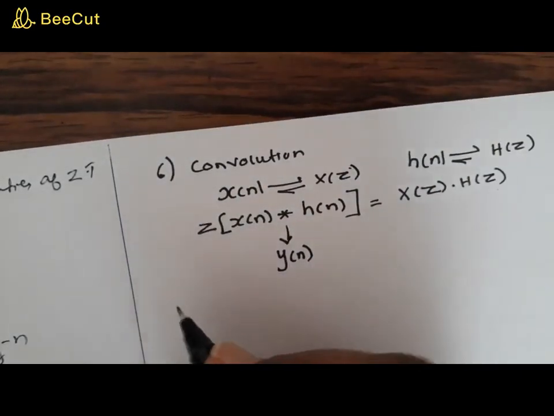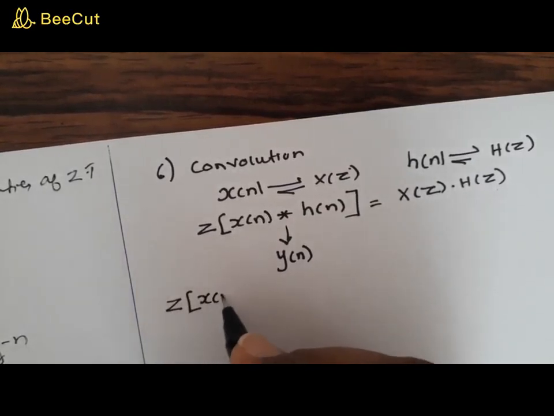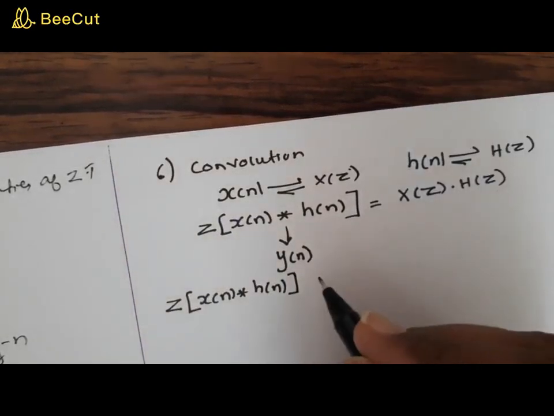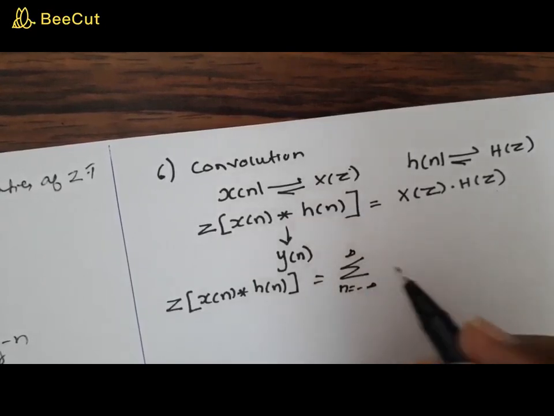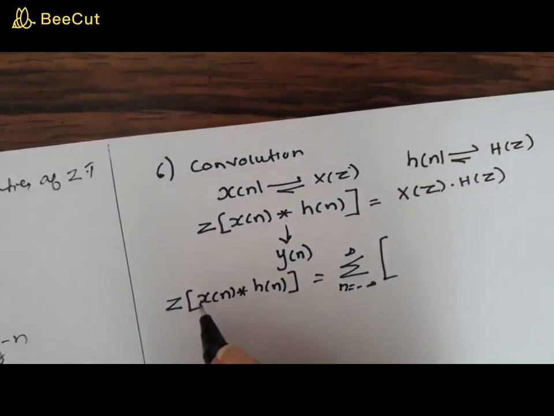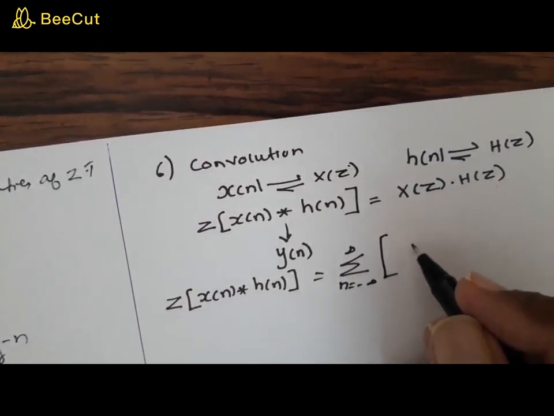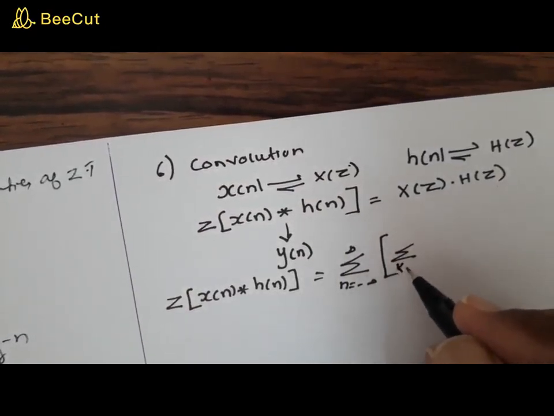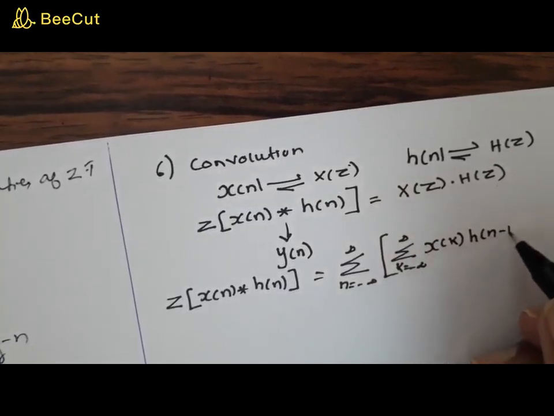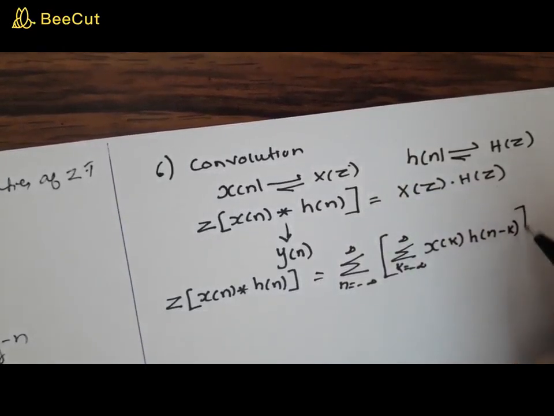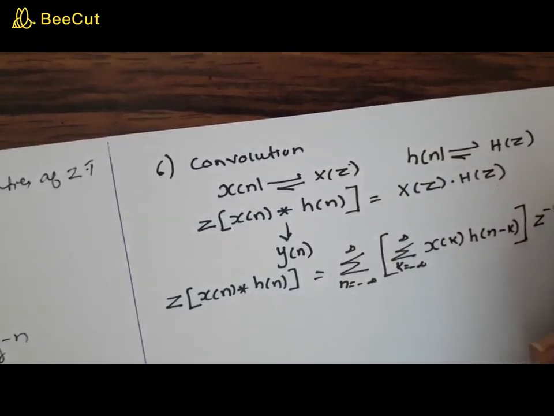Okay, so now let's see what is the z transform of x of n convolved with h of n. This is equal to, what is the summation? Summation as n varies from minus infinity to plus infinity of the convolution. What is the result of convolution? Convolution is nothing but k equals minus infinity to plus infinity x of k into h of n minus k, the whole into z raised to minus n.